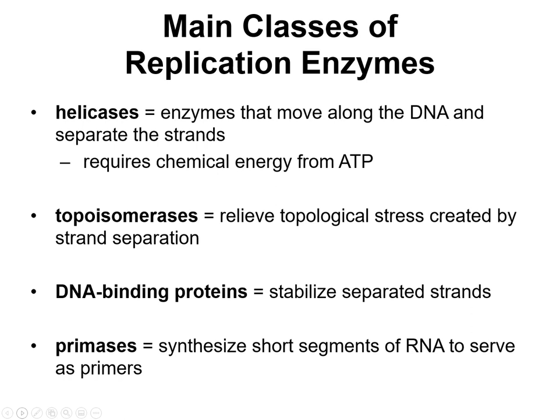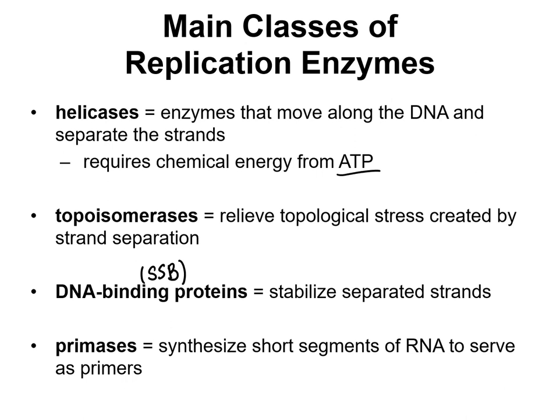Some additional things that we need. We'll talk about the main classes of enzymes. We need helicases. Helicases help to separate the DNA strands, and they can also move along DNA strands. They require ATP. So we'll see where all of the energy expenditure comes in when it comes to making DNA molecules. We've also got topoisomerases that help to relieve the stress that's created by separating these strands. There are also DNA binding proteins that stabilize the separated strands, and you may see these also labeled SSBs, or single-stranded DNA binding proteins.